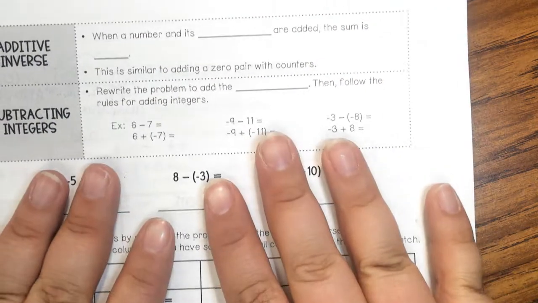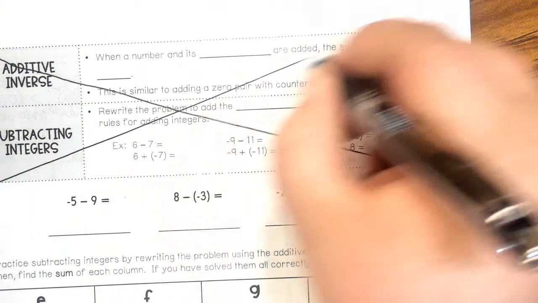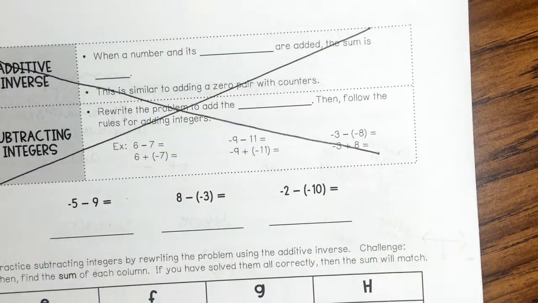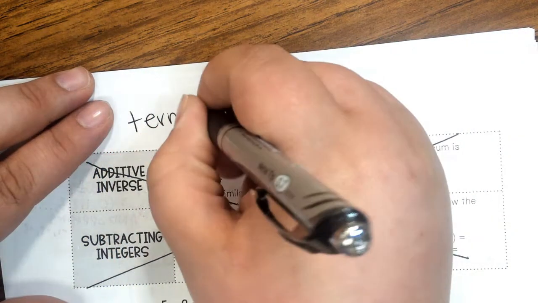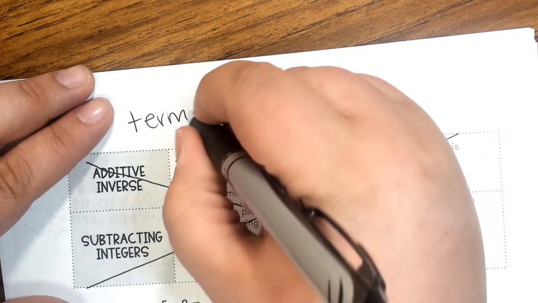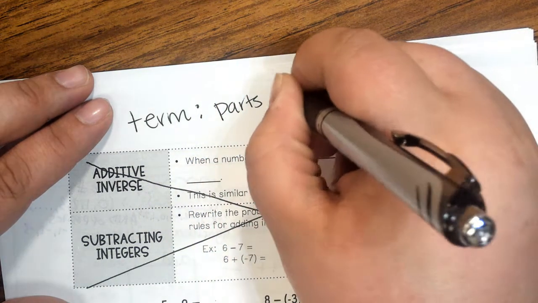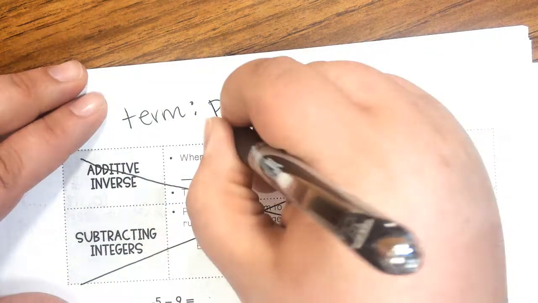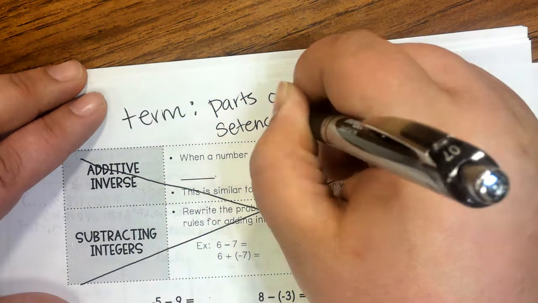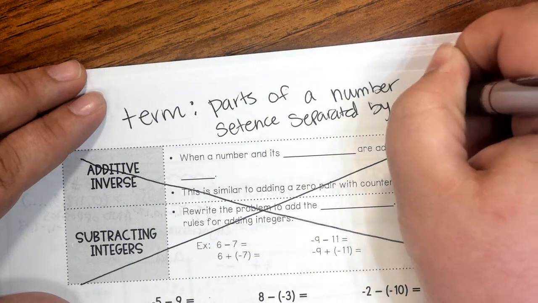Okay, so we're going to actually skip these, and we're going to define instead what's called a term. Terms are parts of a number sentence separated by a plus or minus sign.